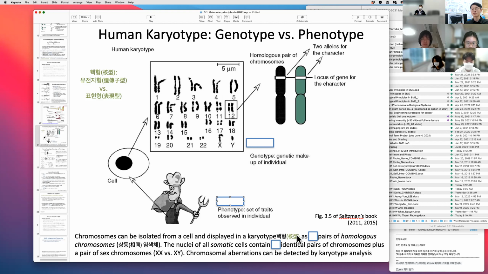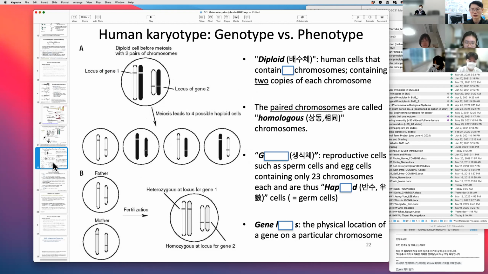Doreen, can you guess how many homologous chromosomes we have? 23. Oh, good guess, but actually it's 22 homologous chromosomes. Okay, and nuclei, it's what I said. Oh yeah, that's good, right? The nuclei of all somatic cells, which are the body cells, contain... So, Doreen again, how many identical pairs of chromosomes? 22. Exactly, very good job, and a pair of sex chromosomes, which everyone knows. So now let's go down to this human karyotype.